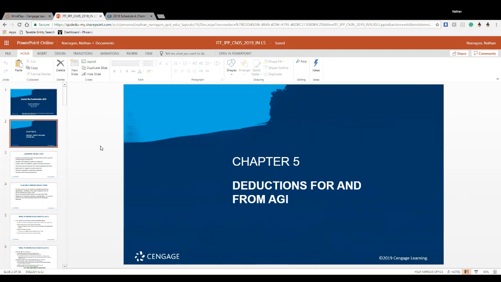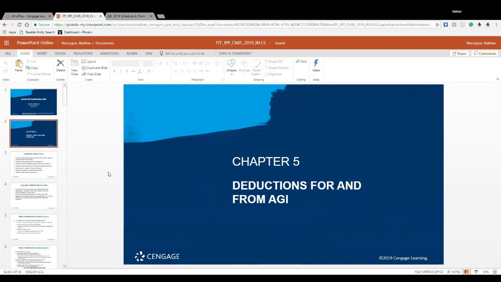We're going to be discussing deductions for and from AGI, or your adjusted gross income, also known as modified gross income. We're going to be mostly focusing on other items that we haven't already talked about. These are referenced as above the line deductions, which come before itemized or standard deductions on the tax return, and also itemized in Schedule A.